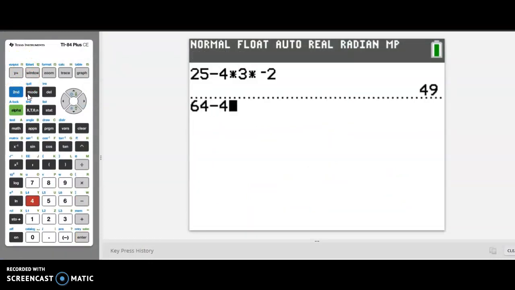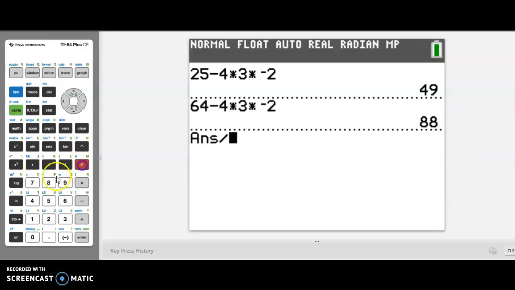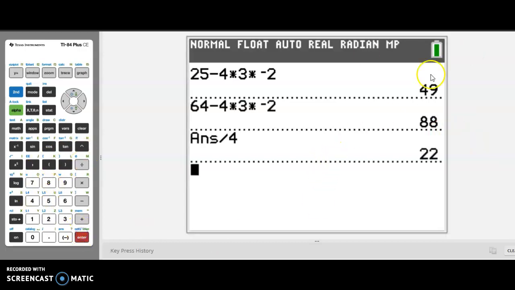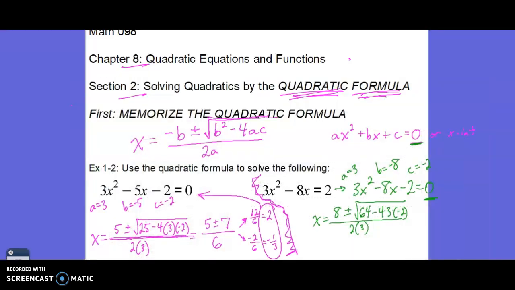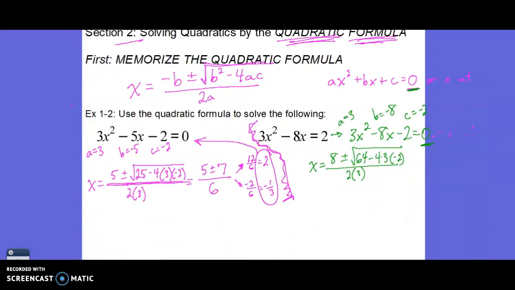64 minus 4 times 3 times negative 2. You get 88. But what I would like to see is that you break down 88. Let's see, 8 and 11, but I guess what I'm doing in my head is breaking down. I guess I can do this off to the side. We got 88, but I'd like to see you break it down, 8 and 11, 2 and 4, 2 and 2.